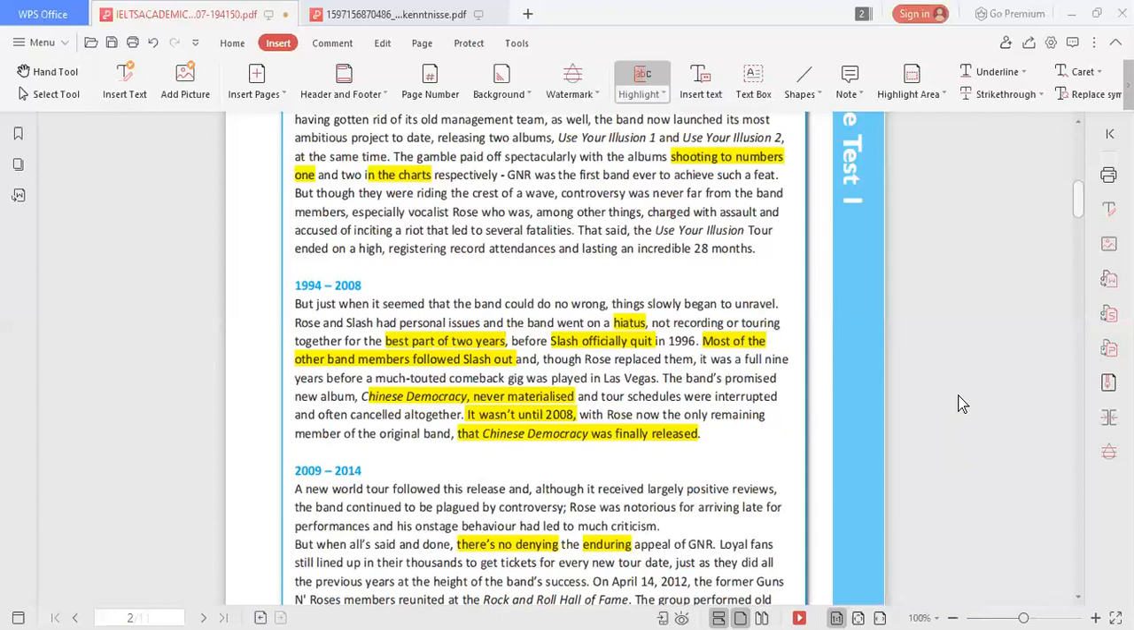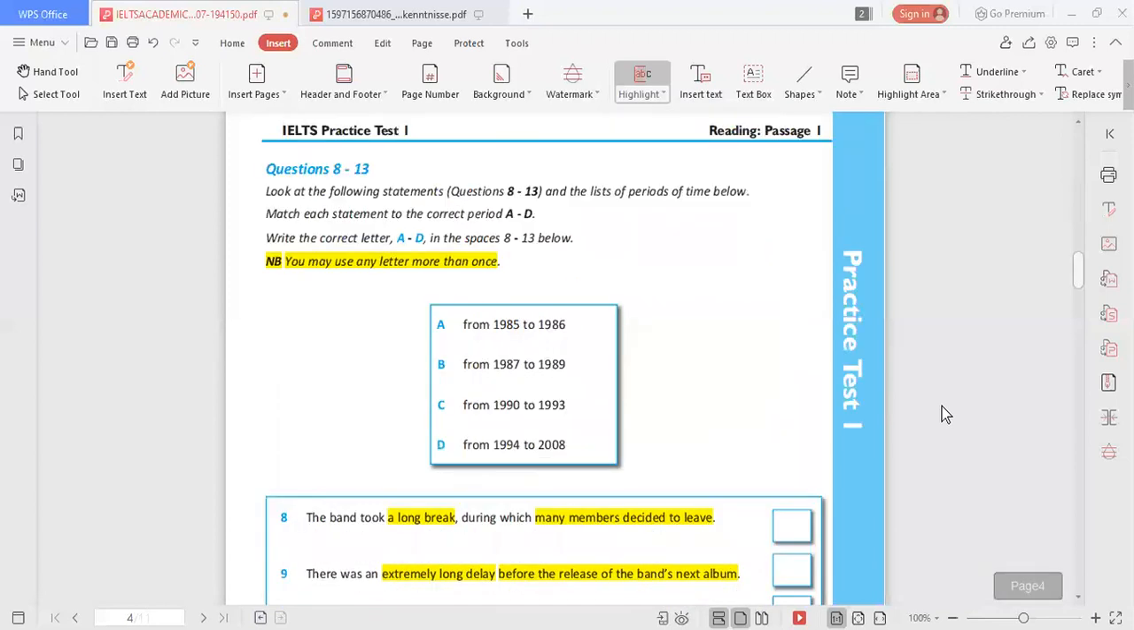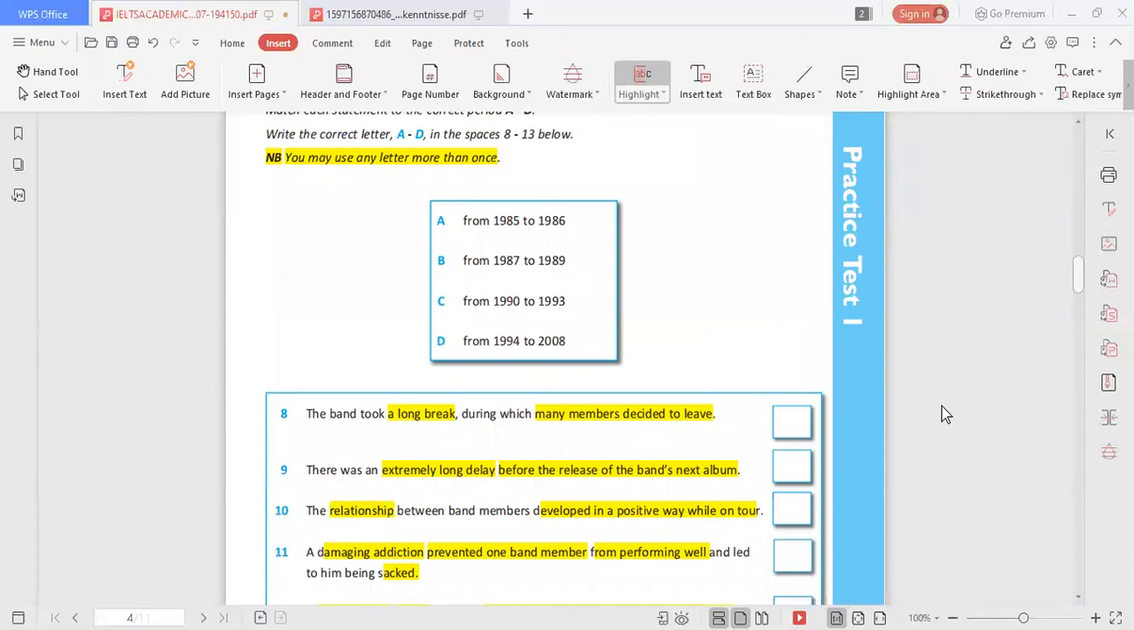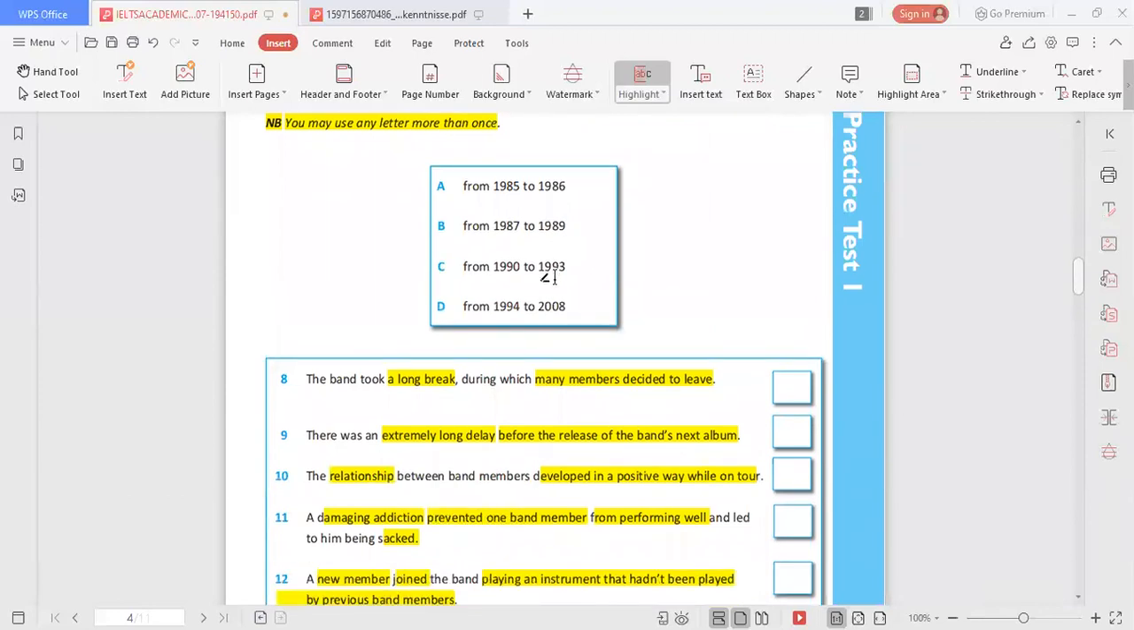What about the other members leaving? So I found this: before Slash officially quit. So quit means he left. After that, most of the other band members followed Slash out. Okay, so I quickly figured that out, and I see that 1994 to 2008, that is our answer. So that should be letter D.